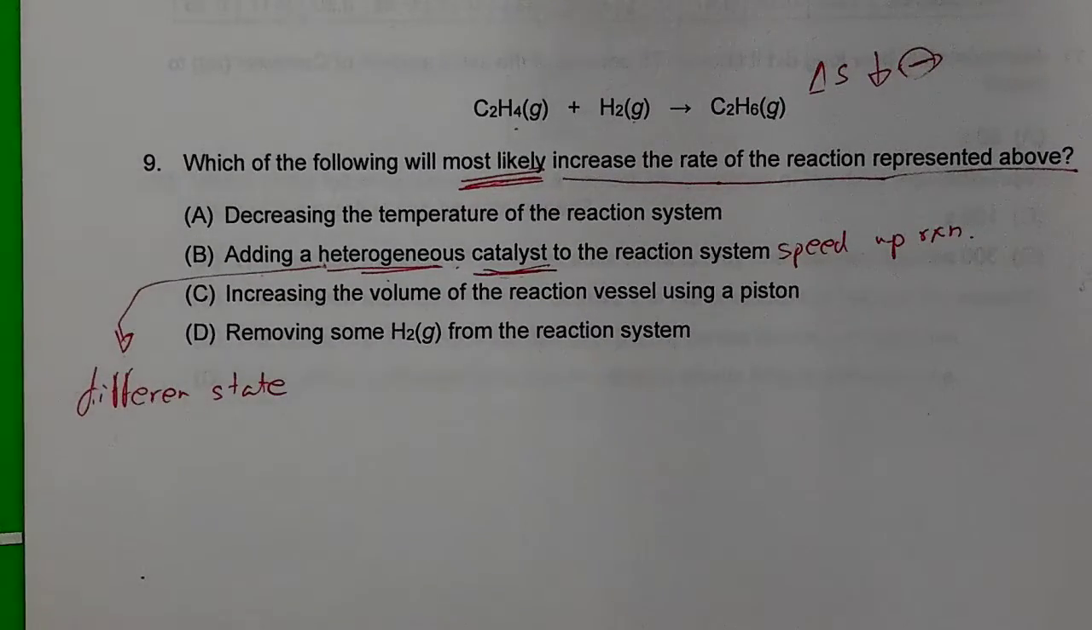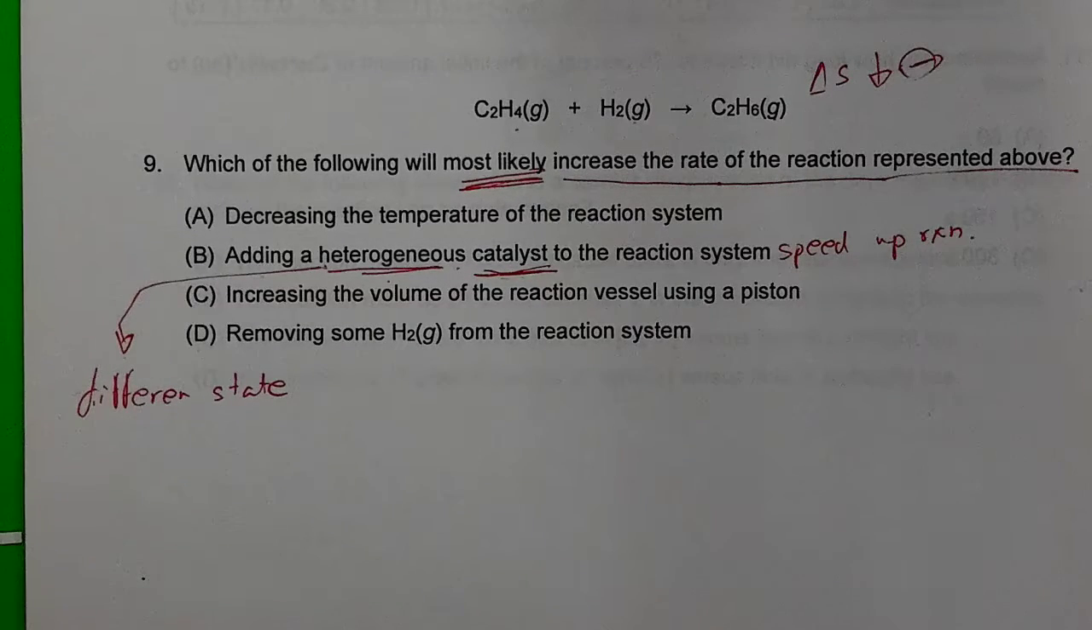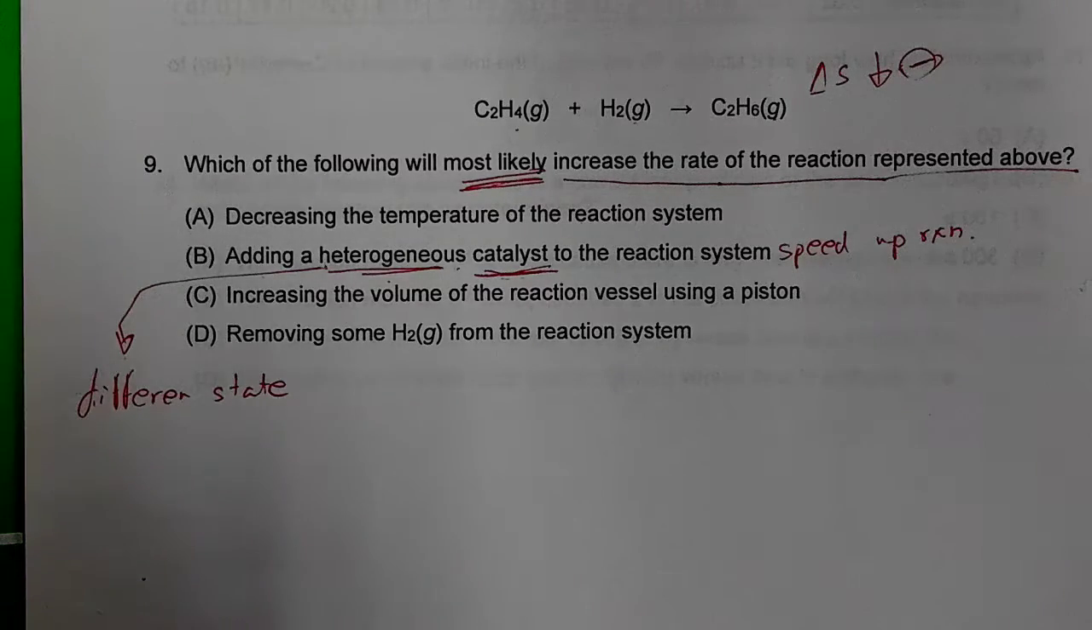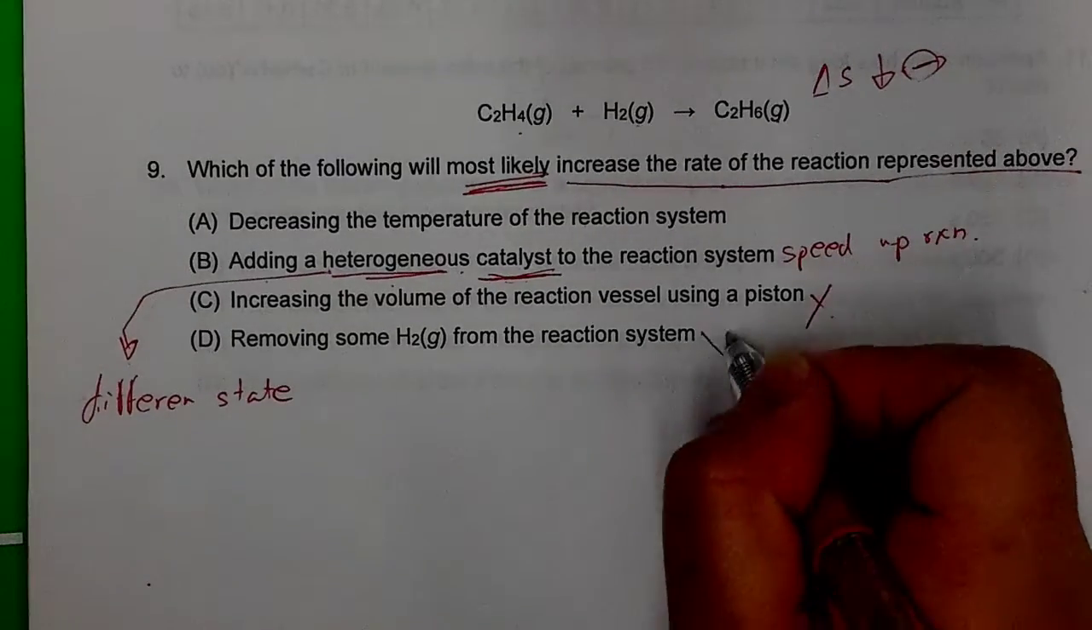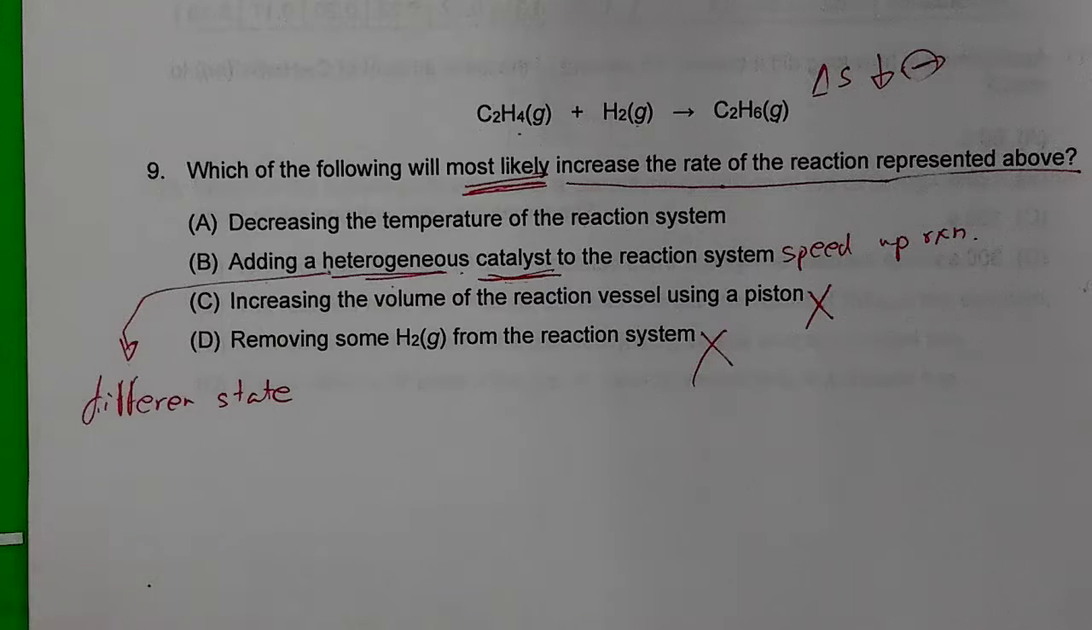C said increasing the volume of the reaction vessel using the pistons. D said removing H2. Okay, I can tell you both C and D are a bad idea because they're going to go the reaction the other way or decrease the rate of reaction. Think about it. If my volume is getting bigger, what happens to the concentration of the reactant? It goes down. Bad idea. And if you remove the reactant, again, the rate is not going to go faster, it's going to go slower. Right? So you end up with A and B.